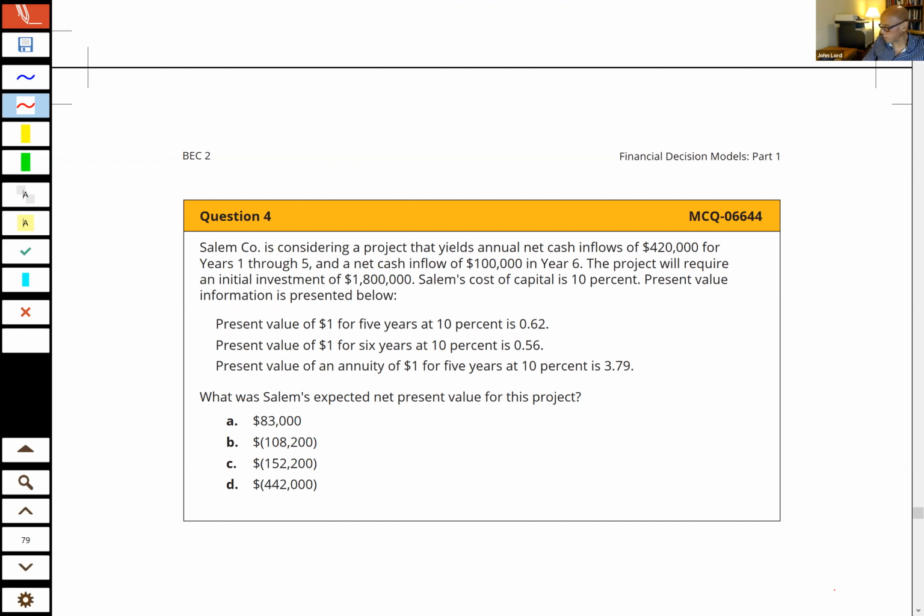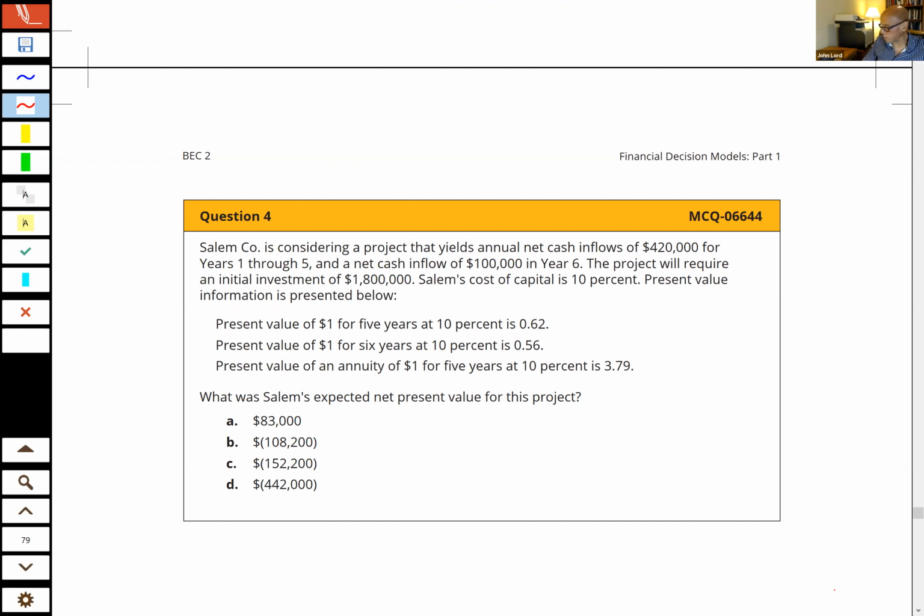So Salem Company is considering a project that yields an annual cash inflow of $420,000 for years 1 through 5 and a net cash inflow of $100,000 in year 6. The project will require an initial investment of 1.8 million. Salem's cost of capital is 10%. Present value information is provided, and we need to know which of these to pick up for which of the cash flows.